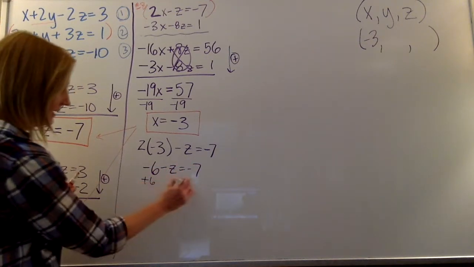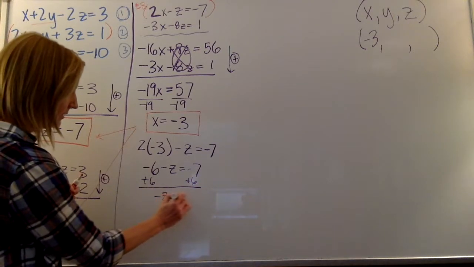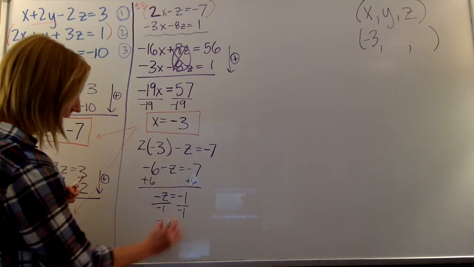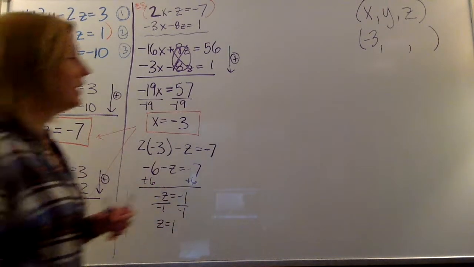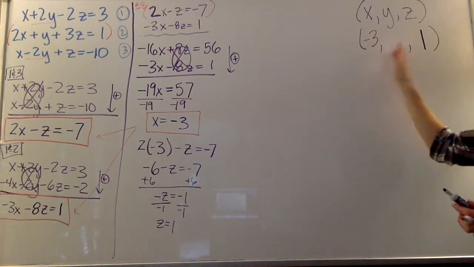I'm going to add 6 to both sides. Two-step equation here. Negative z equals negative 1. Divide by negative 1, and we get z equals positive 1. Awesome. So that goes up over here for 1. So now we just need to find y.